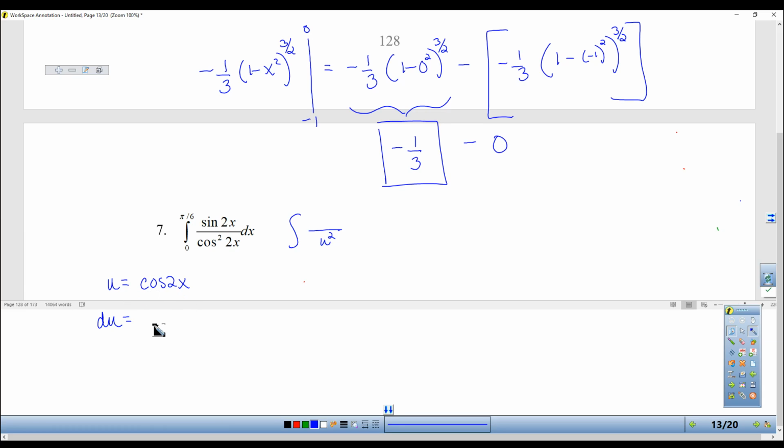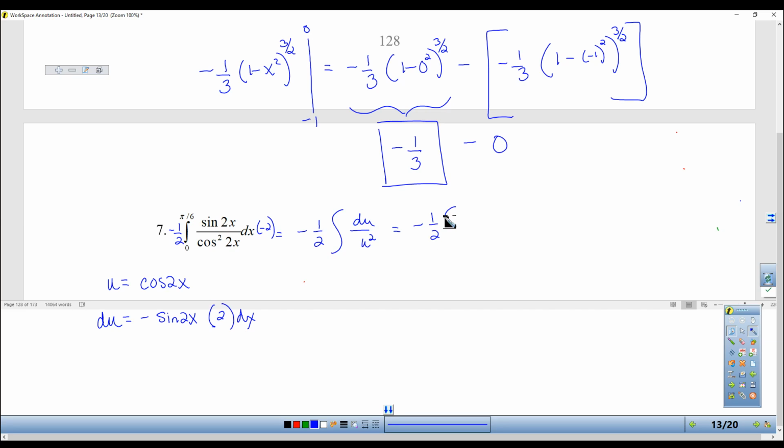So the derivative of cosine of 2x is negative sine of 2x. You always should know the formula, and then times the derivative of the inside, which is 2. I do have the sine of 2x and I do have the dx, but I don't have the negative and I don't have the 2. So I'm going to multiply by a negative 2 and a negative 1/2 to keep them equalized. So I didn't really leave myself enough room, sorry. So I'm going to put my negative 1/2 out there. All of this is my du, and this is u squared.